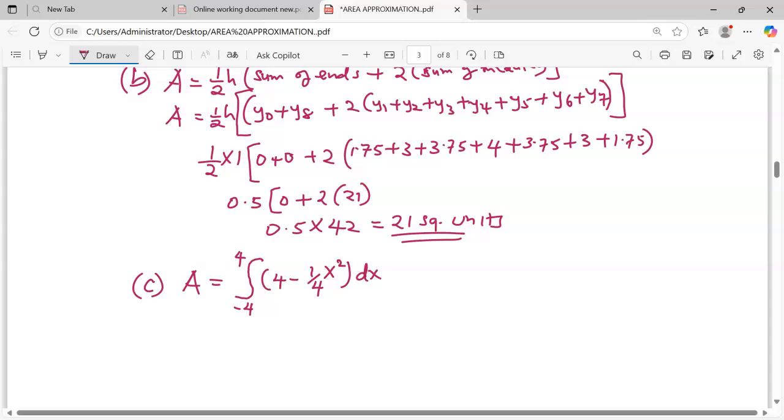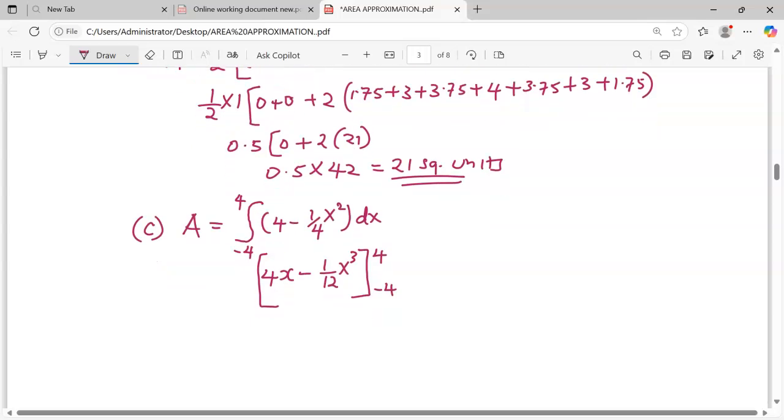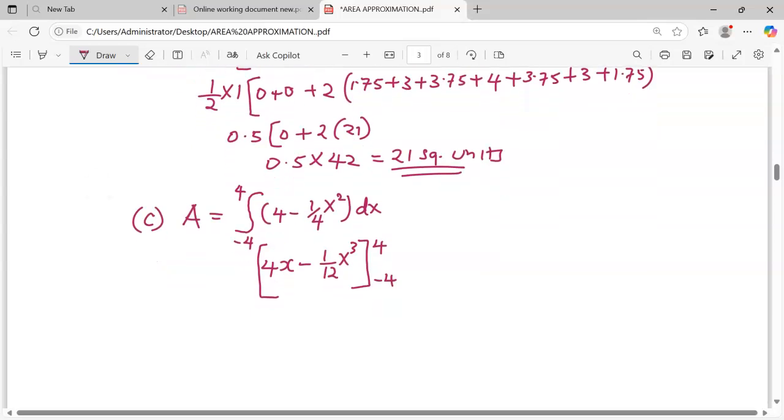Once we have done that, we are going to integrate. To integrate 4, we take 4, then we introduce the variable x, minus, remember to integrate a quarter x squared, we add 1 to the power, then we divide by the new power, and this one is going to give us 1 over 12 x cubed. From there, now we introduce our limits as 4 and -4. Then we substitute the maximum value, we minus the minimum value and get the area anyway.